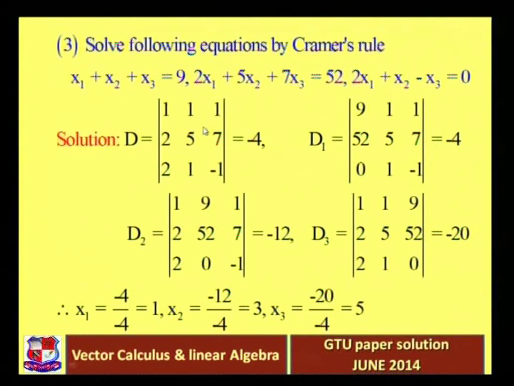We are using Cramer's rule here to find the values of x1, x2, x3. This question was asked for 2 marks. All of the 7 questions were asked for 2 marks in this question paper. The first question has 14 marks.